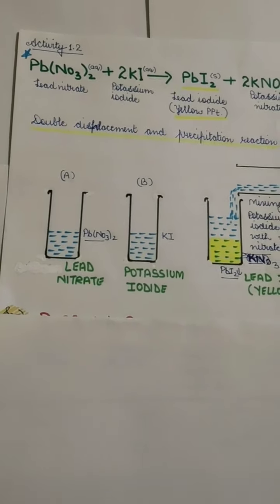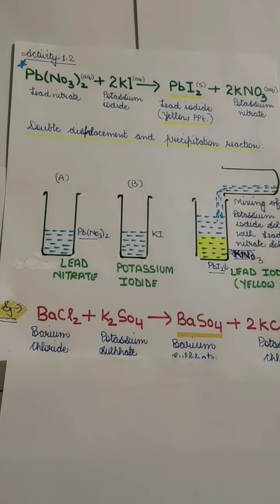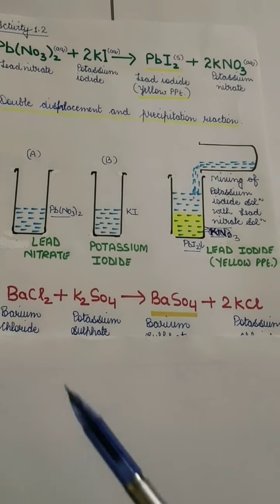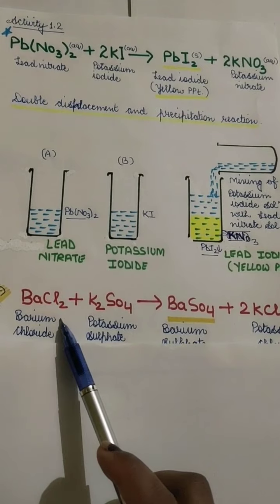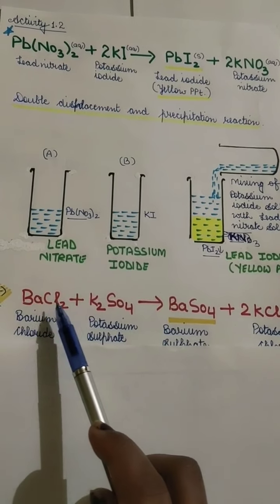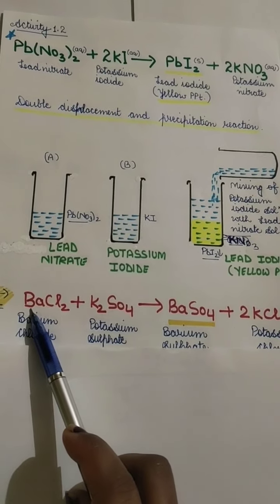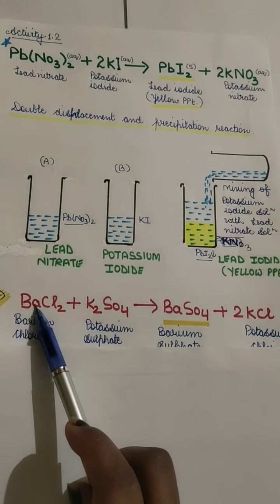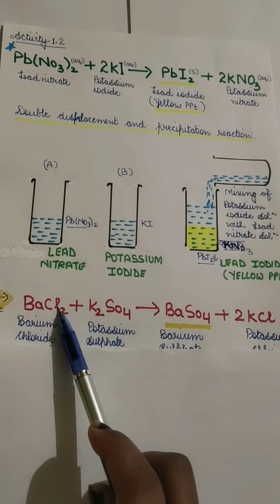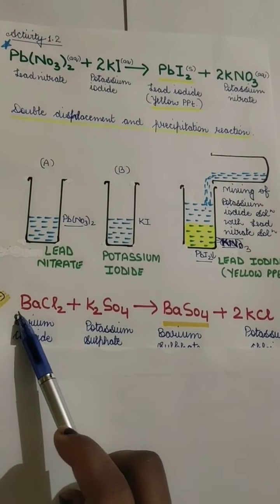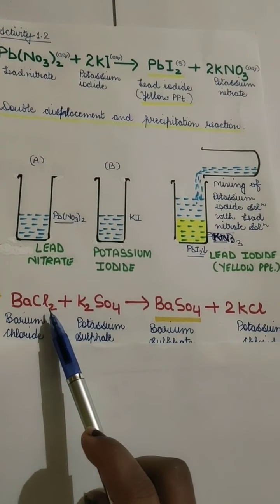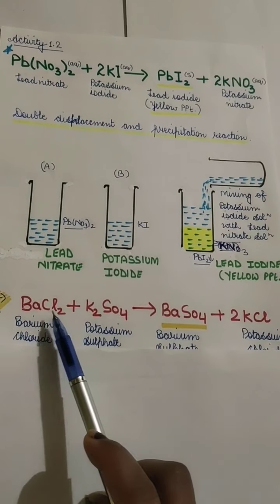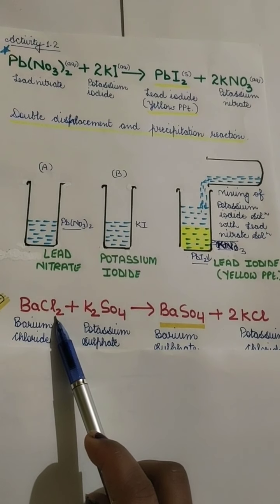So this is it. Now moving to the next example, which is BaCl2. Again, it is barium chloride. Barium chloride is also a salt formed when barium combines with chlorine. Here barium is the positive ion and chloride is the negative ion. Barium has valency 2 plus and chlorine has valency 1 minus, so the formula is BaCl2.